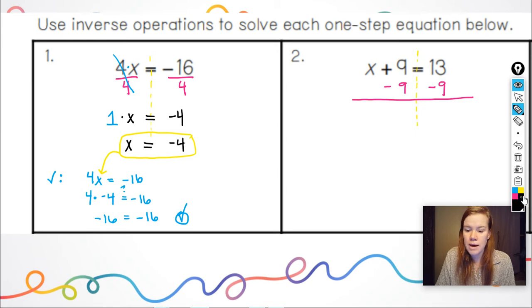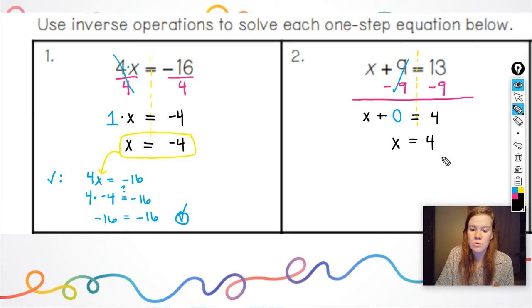So what ends up happening? Well, my x is still there, and I'm adding what? Well, 9 minus 9 cancels out because it's just 0. So we have x plus 0 equals 13 minus 9. Well, that is 4. Anything plus 0 is just itself, so we're left with x equals 4.